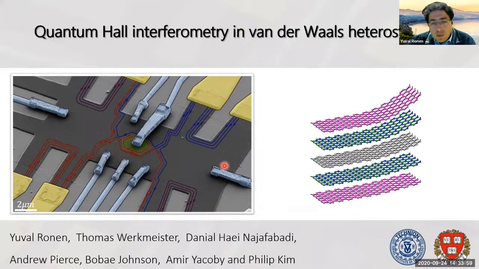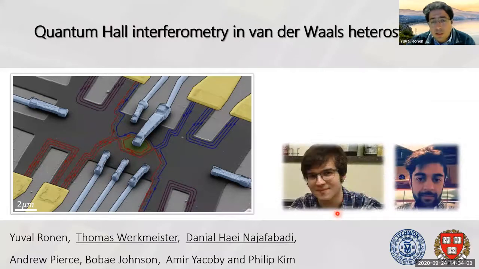Okay, so before we dive in, I just wanted to mention two people with whom we did this work together. Tom is a graduate student in Kim's group, and Daniel is an undergrad. The three of us worked for the last 2.5 years on this project and developed this quantum Hall interferometry in the lab. And it's really been a good and educational experience, I think, for the three of us.